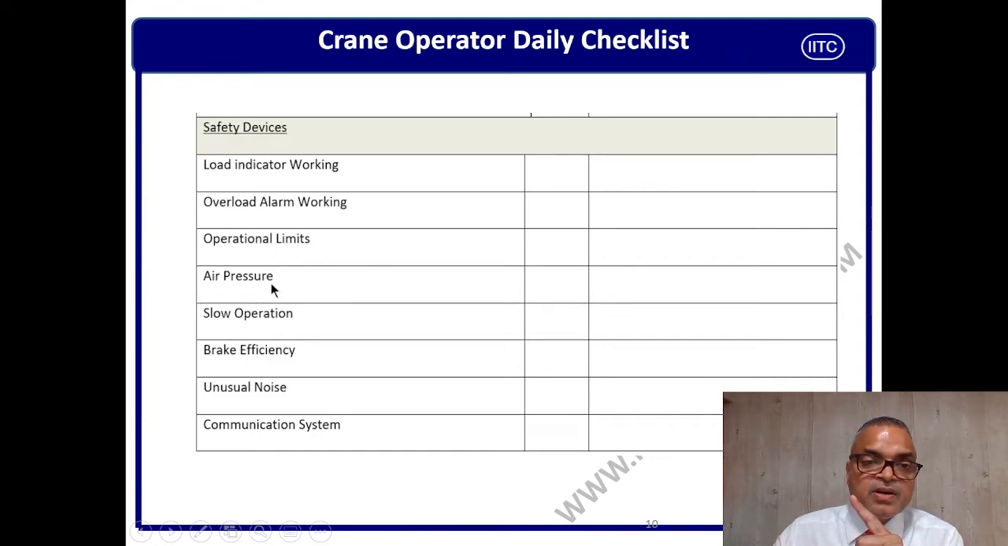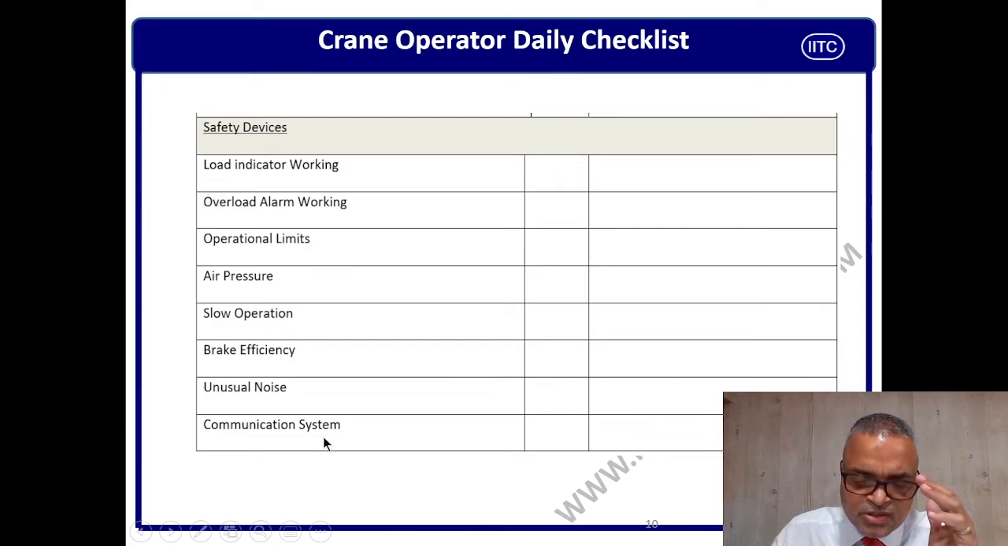Air pressure in the pipeline, in the accumulator, at the compressor discharge, we have to see accordingly. Slow operation. Whether we are able to do slow operation of the equipment, yes or no, you have to say accordingly. Brake efficacy is very important, my friend. It looks very easy, but it is a very important and vital part of the crane. We must see that brakes are working properly. Unusual noise. You have to be vigilant whether you are getting unusual noise other than normal days. If unusual, then put yes, then you have to take appropriate action.